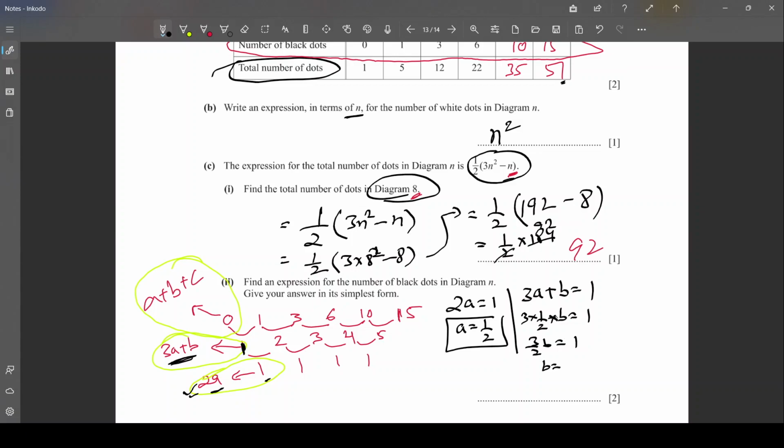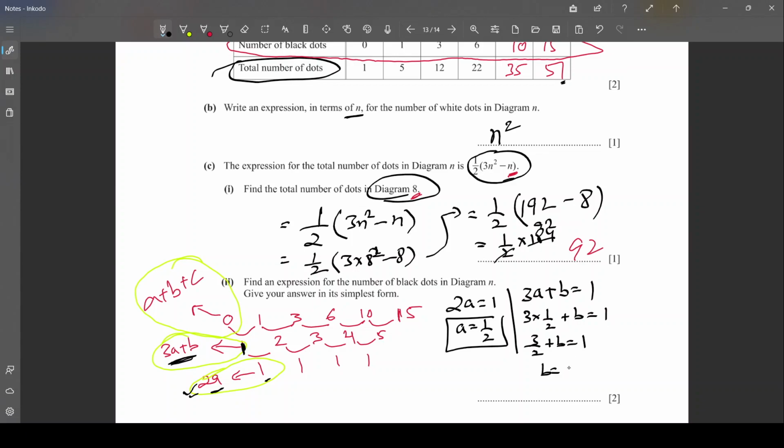Sorry, there is a plus sign over here. We cannot multiply like that. Do it again. Okay, wait. There is a plus sign over here, so you have to be very careful doing that. So this is 3 times 1 by 2, that is the value of a, plus b equals 1. So this becomes 3 by 2 plus b equals 1.